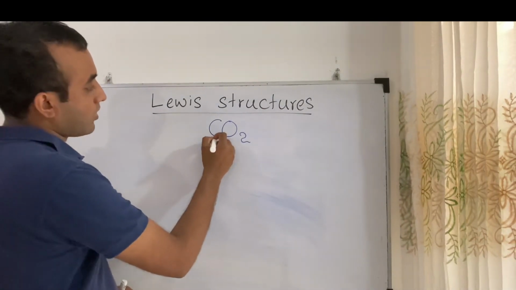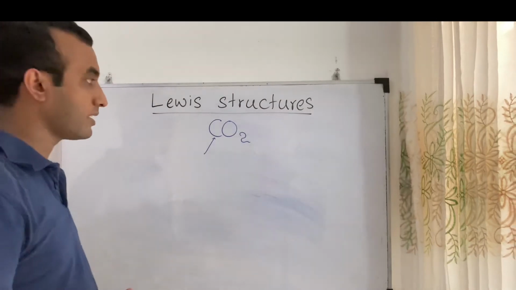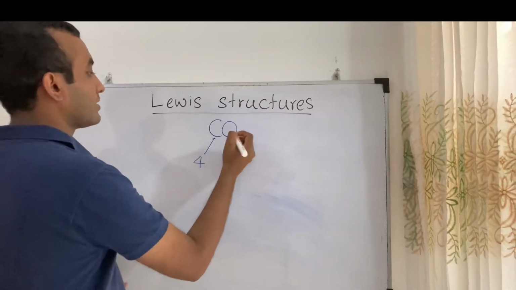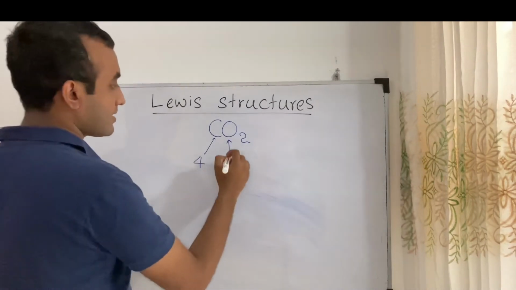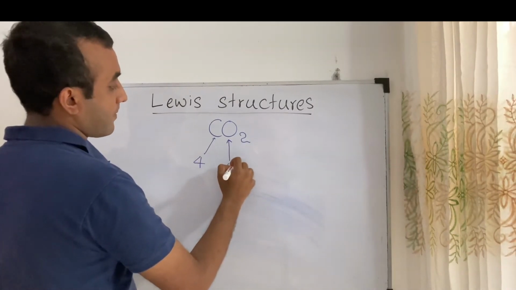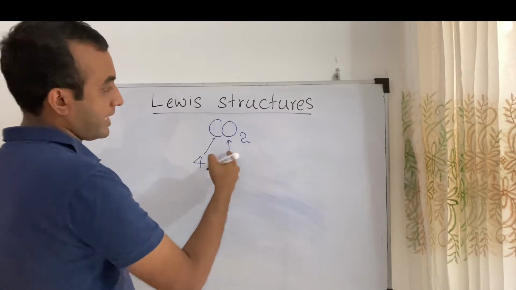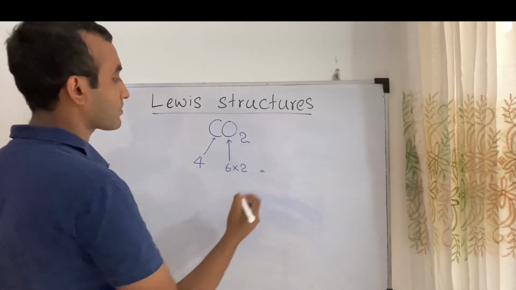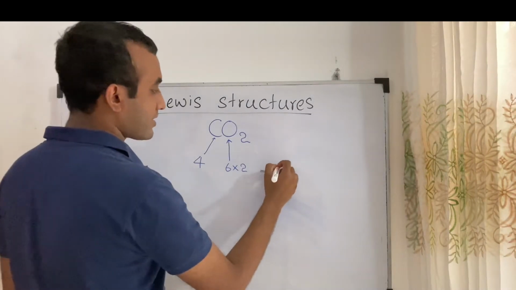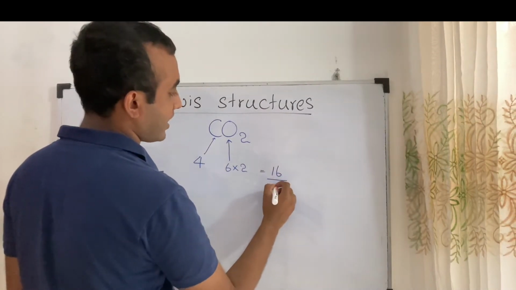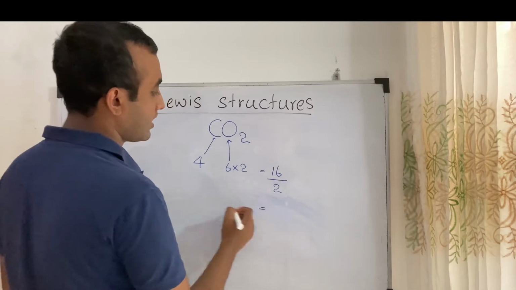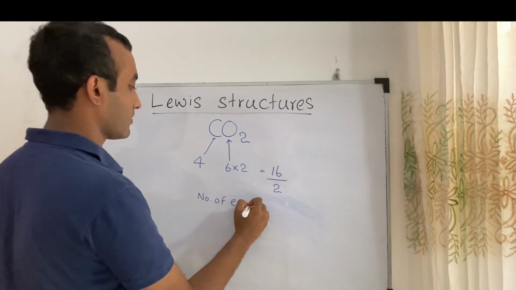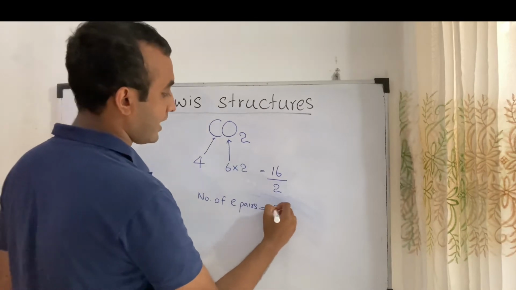So as we all know, carbon is a group 14 element, so it has 4 valence electrons, and oxygen is a group 16 element, it has 6 valence electrons. But remember, there are 2 oxygen atoms, therefore we have to multiply this by 2. So altogether we have 16 valence electrons, and we should divide this by 2 to find the number of electron pairs. So we have 8 electron pairs.